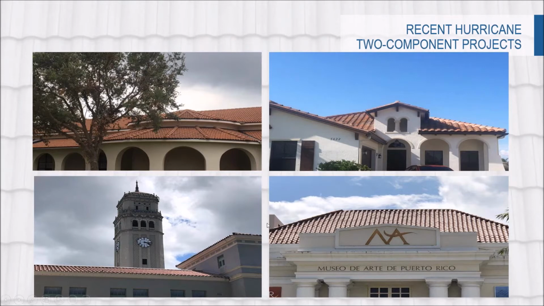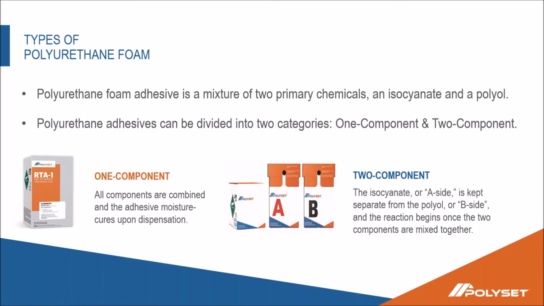These bottom two photos were taken from Puerto Rico. And for those that recall, Puerto Rico was hit with two hurricanes back to back, Maria and Irma. But again, these projects down here were done about 15 years ago with that warranted system. So the product has been proven in the market and it does work. Next, we're going to get into what are single component and two component products.